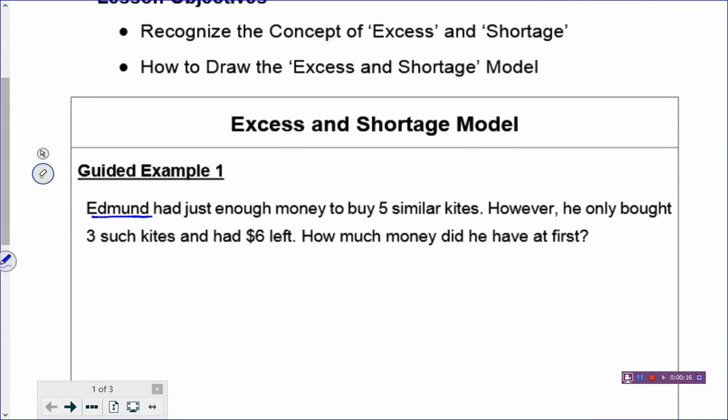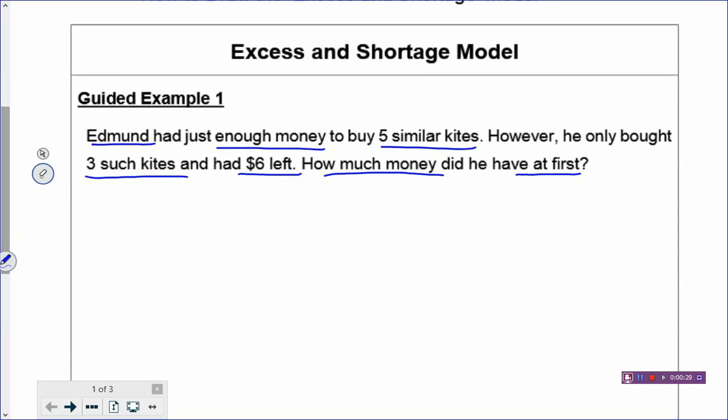Edmund had just enough money to buy 5 kites. However, he only bought 3 kites and had $6 left. So how much money did he have at first? Now you can see that you have the word left, right? The $6 left, that is the excess. Excess means the leftover, the extra money you have. All these are called excess.